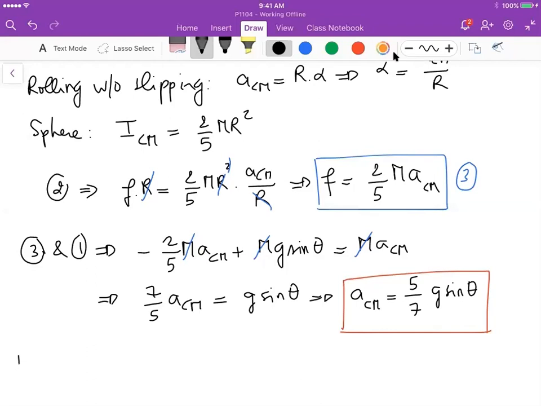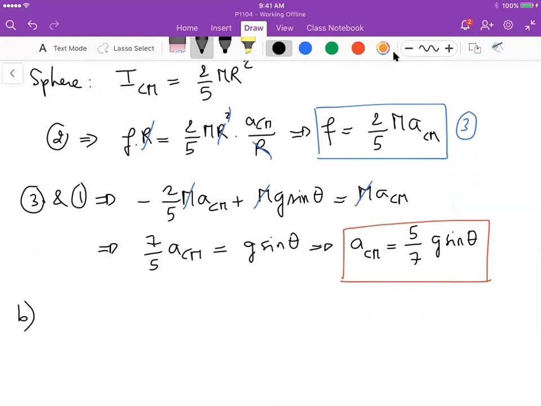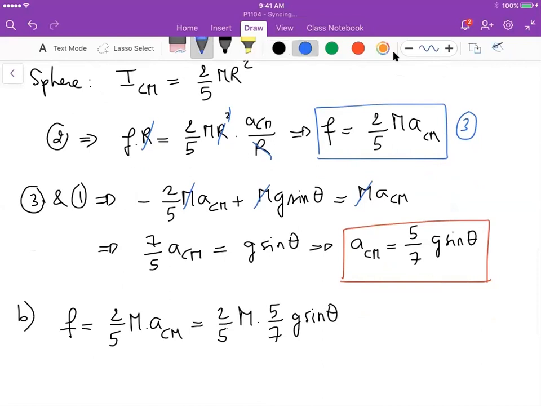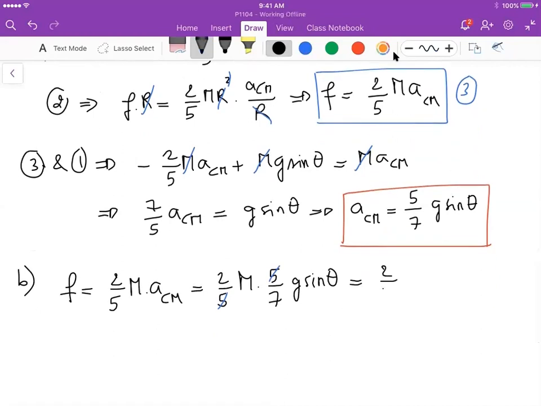So in part B, the question was, what is the magnitude of the friction force acting on the ball? From equation 3, actually, we can simply write down that F is equal to 2/5 times m multiplied by the acceleration of the center of mass. And all what we need to do is to substitute the acceleration of the center of mass with its expression, which is 5/7 times G times sine theta. So إذا إجا هون بنجي بنختزل ال 5 on both sides, we end up with F equals to 2/7 times mg sine theta. This is it.